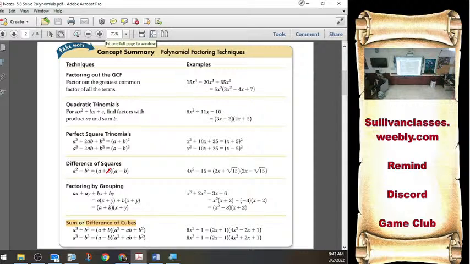This is taken from the Algebra 2 textbook. In Chapter 5, we did an awful lot of factoring and finding stuff with polynomials. That's what we're reviewing right now. Do you remember all the different ways to factor?